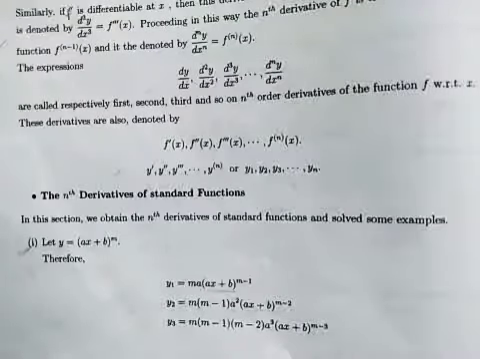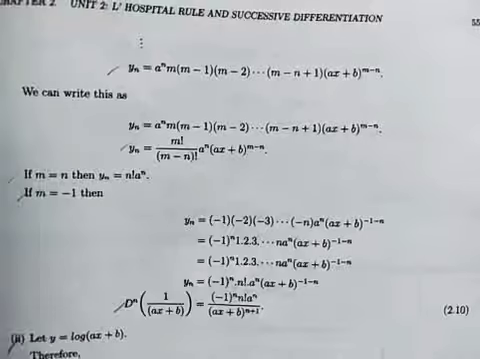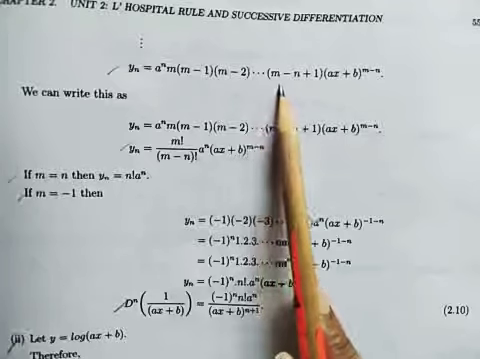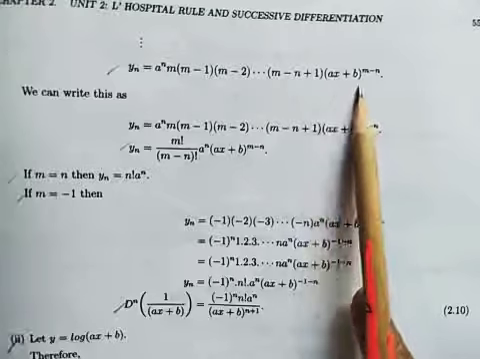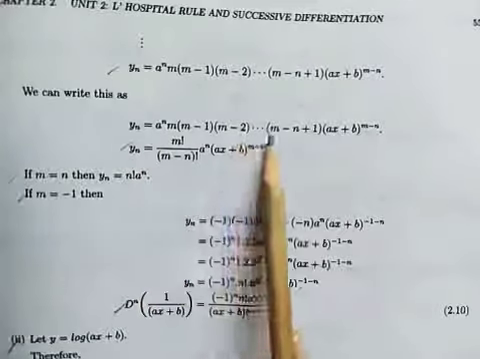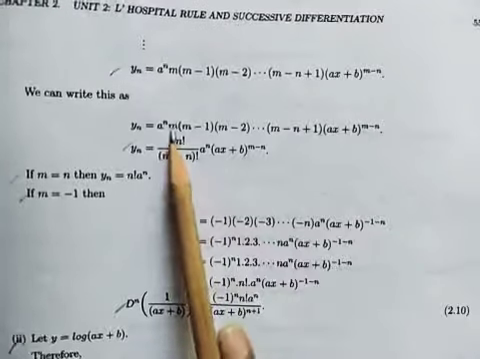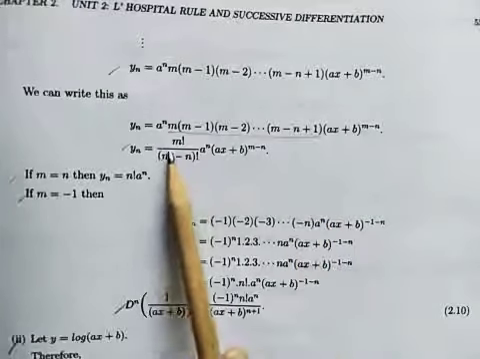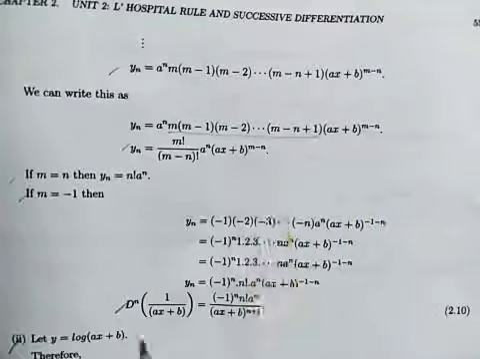So similarly, in this way, what will be yn? yn will be a^n m(m-1)(m-2) up to what? m minus (n-1), meaning m - n + 1, times (ax + b)^(m-n). This is yn. We can write this product m(m-1)(m-2)...(m-n+1) as m factorial upon (m-n) factorial, and a^n (ax + b)^(m-n) as it is.